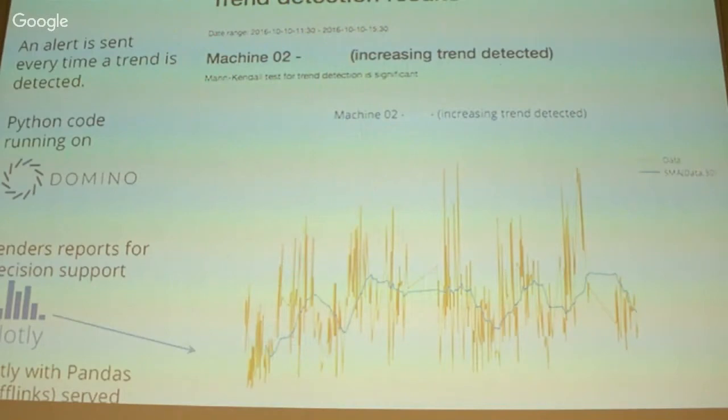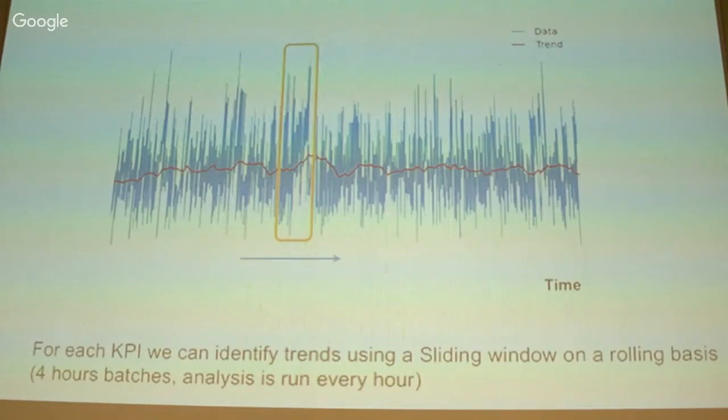So this is an example of trend detection. An alert is sent every time a trend is detected, and this Python code that performs this operation is running on Domino. It renders a report for decision support, and the graph was produced using pandas, but we're going to see now. So this is a time series that we are dealing with.